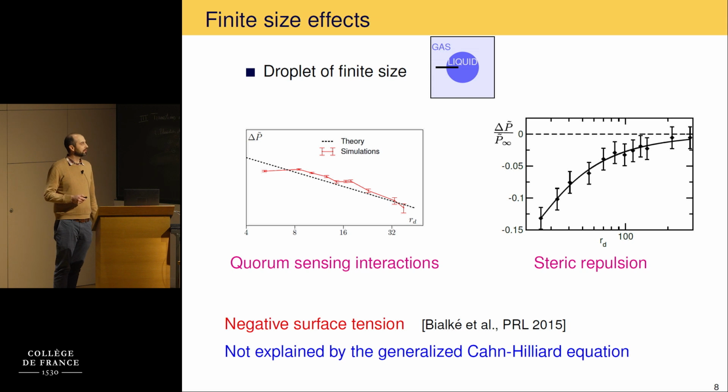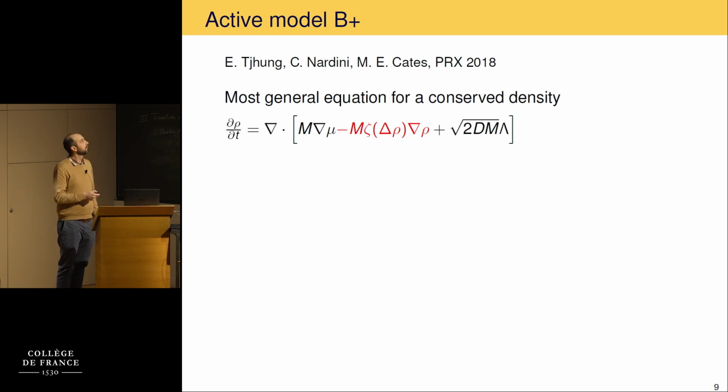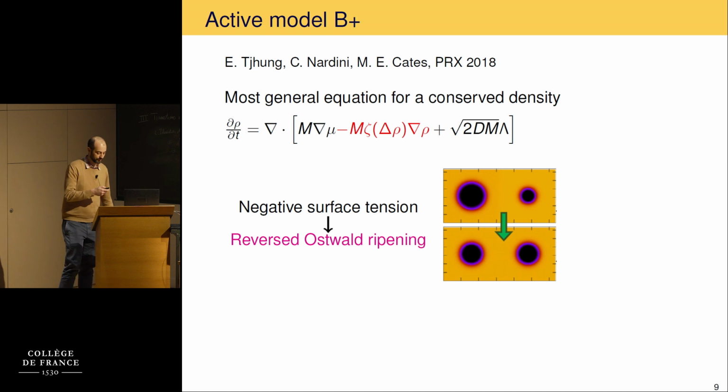So it's quite different, and it's actually not explained by the generalized Cahn-Hilliard equation that I've shown you just before. So we need a more refined description. Actually, a solution came from this paper from the group of Mike Cates, where they consider a more general equation. So it's actually the same that we had before, but in addition, they have a noise term, and this term in red that you cannot write as the gradient of the mu that we had before. And now it's the most general equation that you can write at this order in gradient, so I will not keep adding more and more terms. But with this one, it's enough.